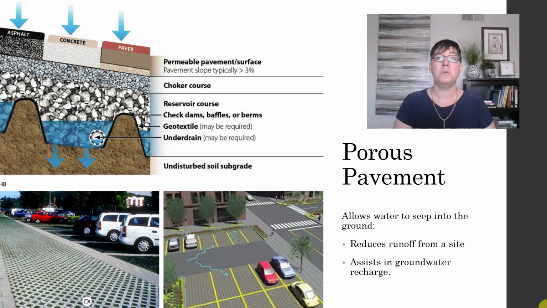While we're talking about the movement of water in a parking lot, another choice is to use porous pavement. Porous pavement allows water to seep into the ground, and therefore it will reduce the runoff and assist in groundwater recharge. Here we have an example of a couple of different kinds. Generally, it will have a permeable pavement surface, and then a couple of layers of product underneath that the water will seep through and into the soil.